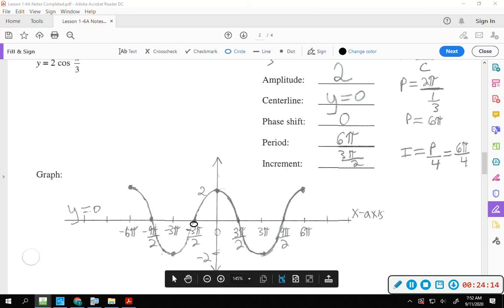Subtract 3 pi over 2. Subtract 3 pi over 2. Subtract 3 pi over 2. I can work in this direction as well. But here is the key. The cosine starts off the center line.